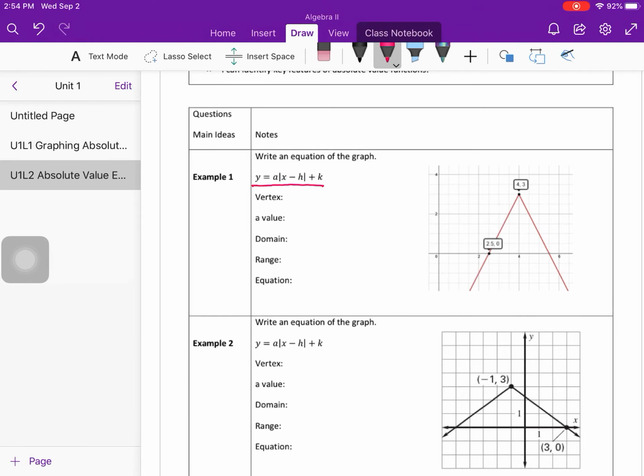This y equals a|x minus h| plus k. Remember that h and k determine our vertex, and the a value determines whether the figure opens up or down, and it also determines the slope for the sides of the absolute value function.